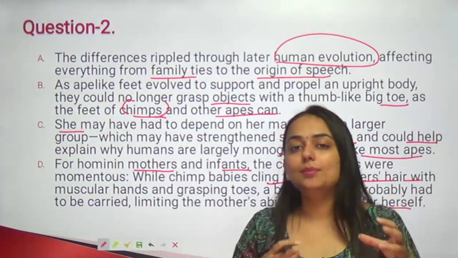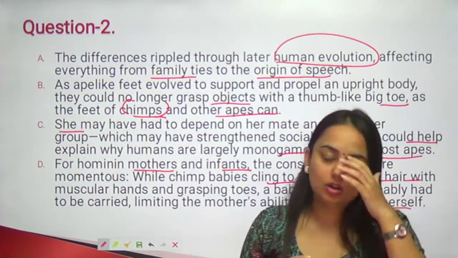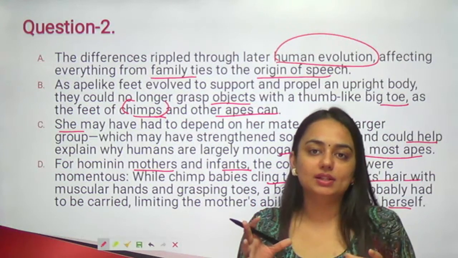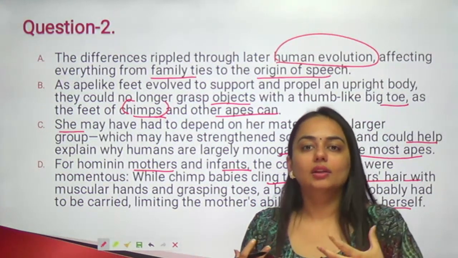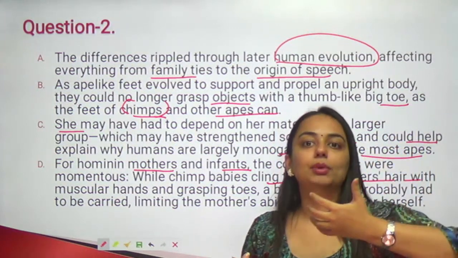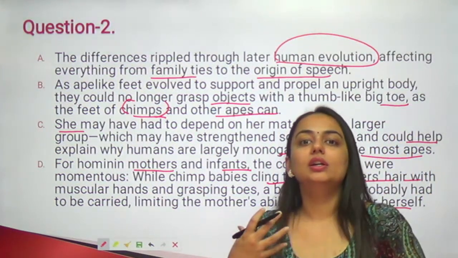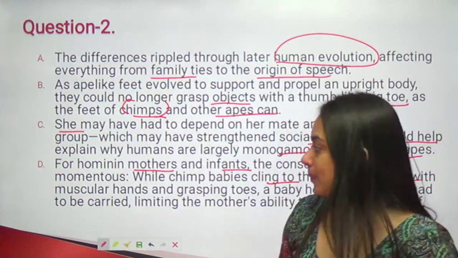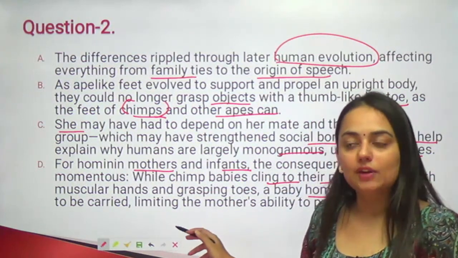But the ape's baby cannot do this any longer because he doesn't have these strong muscles. He cannot cling on to the hair, and the mother eventually, through the evolution, started carrying the baby on her own, limiting herself basically. So this is also talking about the evolution.